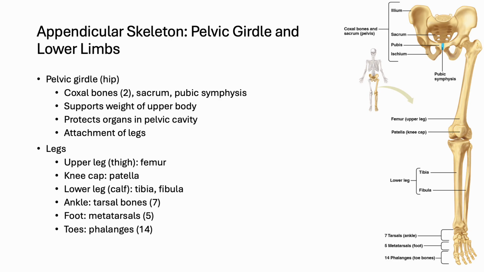Each coxa bone forms from 3 fused bones, the ilium, the ischium, and the pubis, that meet at the hip socket, or acetabulum, where the femur articulates. The femur, which is the largest and strongest bone in the body, makes up the upper leg. The patella, or kneecap, protects the knee joint. The tibia and fibula form the lower leg, with the tibia bearing most of the body's weight. The ankle consists of 7 tarsal bones. The foot has 5 metatarsals, and the toes include 14 phalanges, together enabling balance and locomotion.